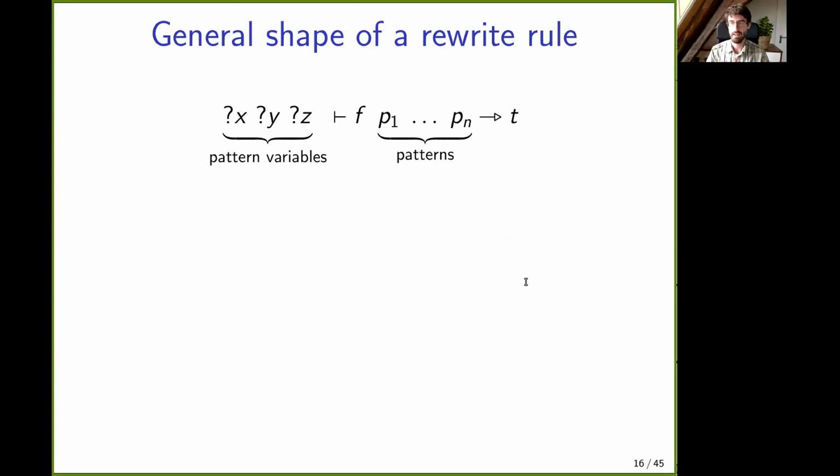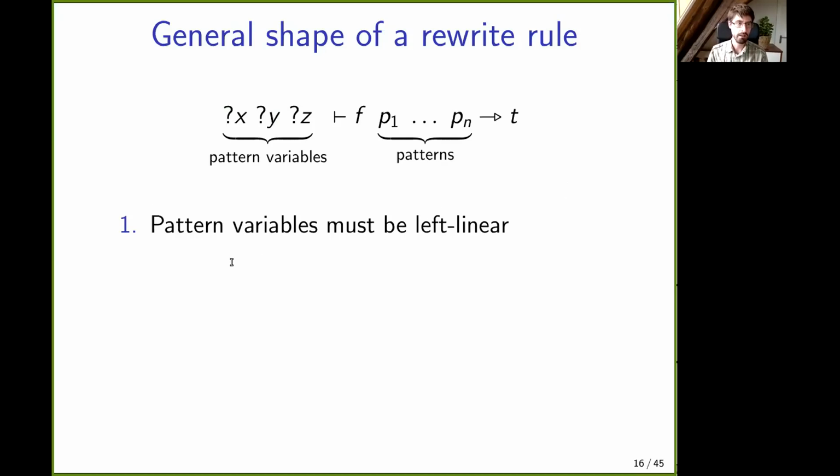Okay, so to summarize this first part, what is this type theory with rewrite rules? Well, in the general case, we have a rewrite rule that looks like this. So we have a function symbol f, which is applied to some patterns, right? And then we want to rewrite anything that is an instance of this pattern to some term t. And to be fully explicit, I also added the pattern variables here on the left, which sometimes makes things a bit easier.